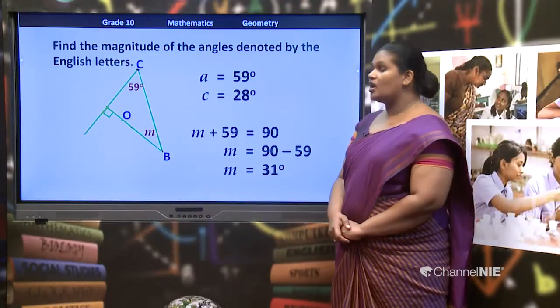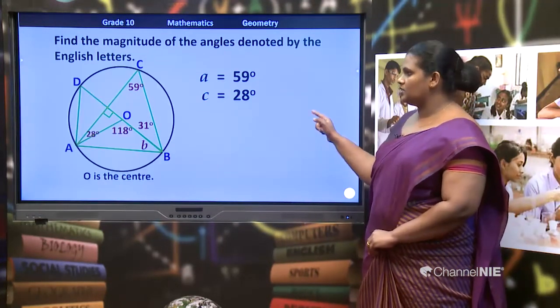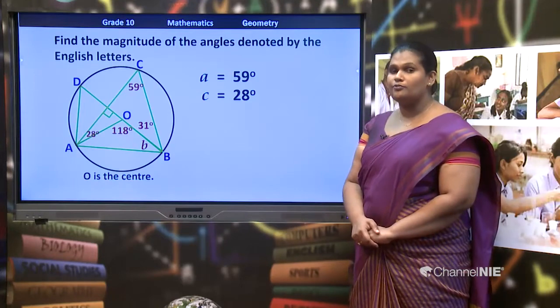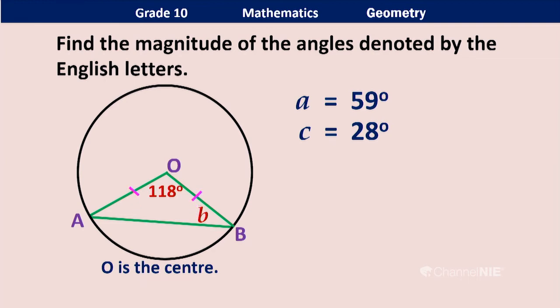Right. Now, we have got the value of A, C and M. So, I will substitute the value of M as well. So, finally, we have to get the value of B. Therefore, we will take another part. Right. Now, here we can see triangle AOB and it is an isosceles triangle. Why is that? AO and OB are radii of the same circle. Therefore, AO is equal to OB. That means AOB is an isosceles triangle.